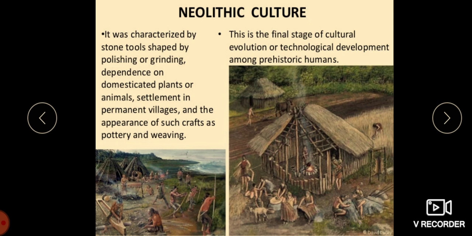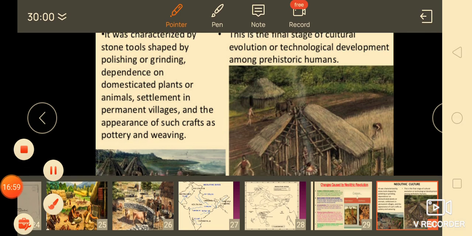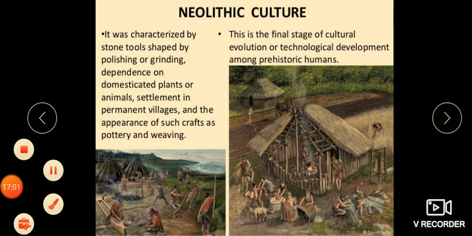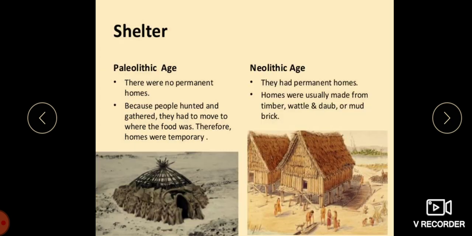So what was the Neolithic culture? This can be characterized by stone tools being shaped by polishing or grinding, dependence on domesticated plants or animals, settlement in permanent villages, and the appearance of such crafts as pottery and weaving. This is the final stage of cultural evolution or technological development among the prehistoric humans.